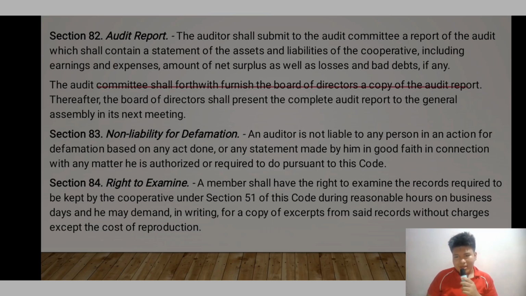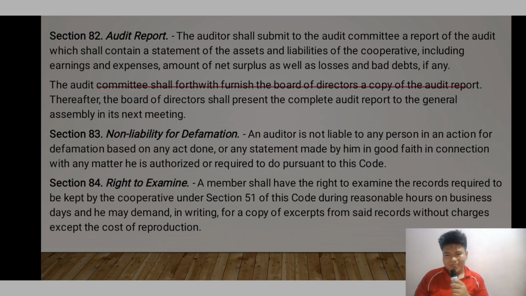This section provides protection for auditors from defamation claims as long as their actions and statements are made in good faith. Itong section naman na ito ang nagbibigay ng protection para sa mga auditor ng cooperative kasi maaari nga silang sisihin dahil sila yung nagca-calculate ng pera na hawak ng cooperative. Ito ay as long as their statements are made in good faith. Ibig sabihin, hindi sila kumukuha ng pera mula din sa budget.